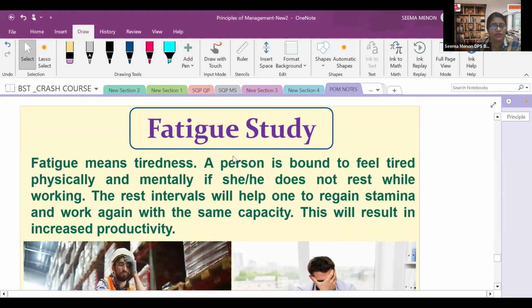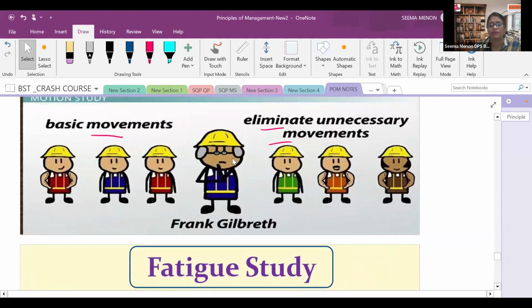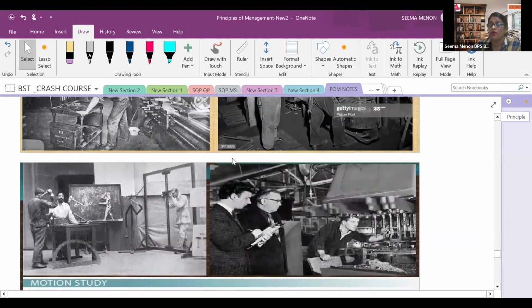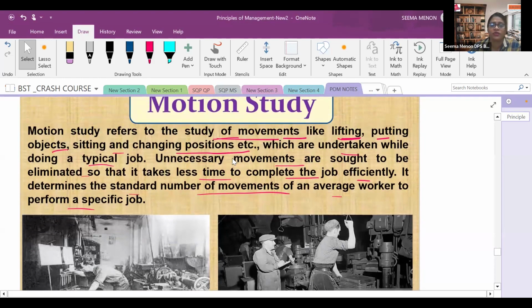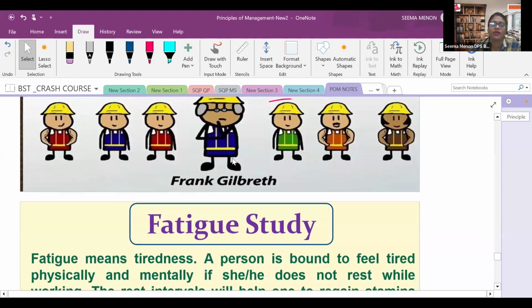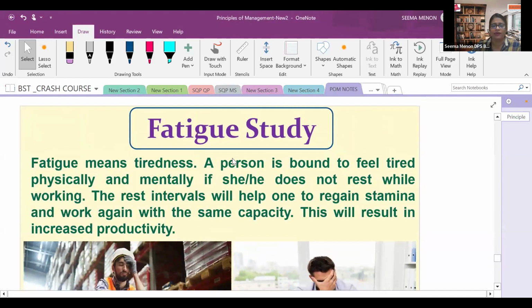We have to eliminate. So we discussed method study, that is the best way of completion of a job with less cost, maximum benefit and customer satisfaction. And the next one is motion study. Minimum movement should be there. Unnecessary movement should be eliminated. We are discussing work study. Work study is divided into 4 segments. The first one is method study. Then it is motion study.